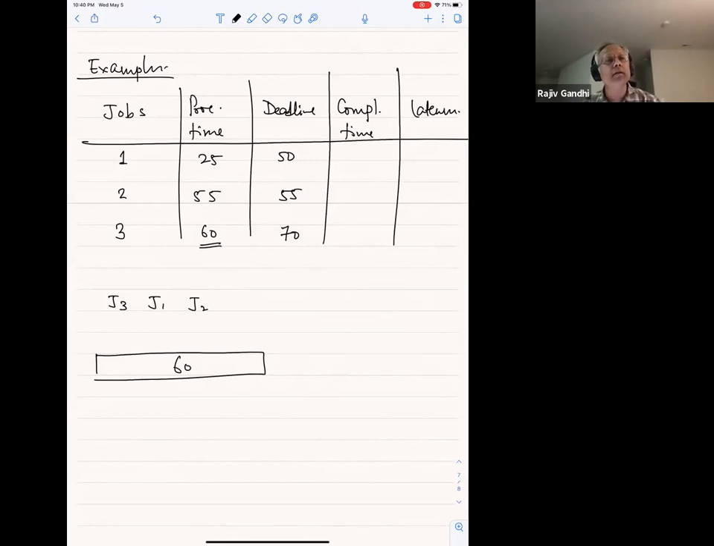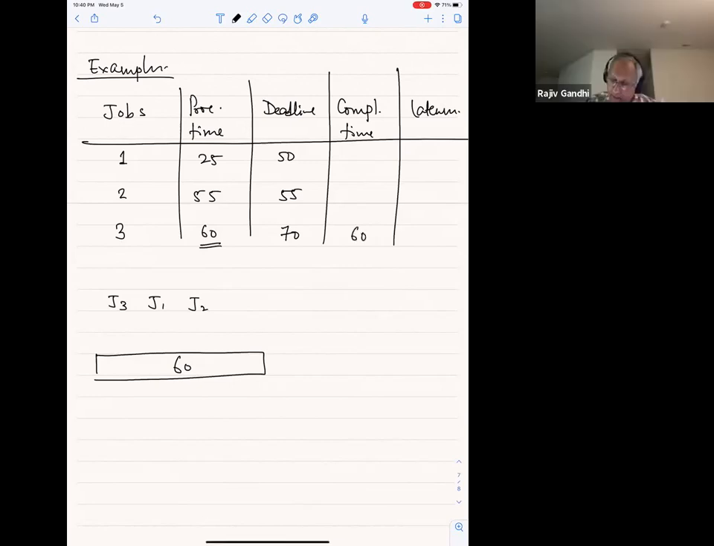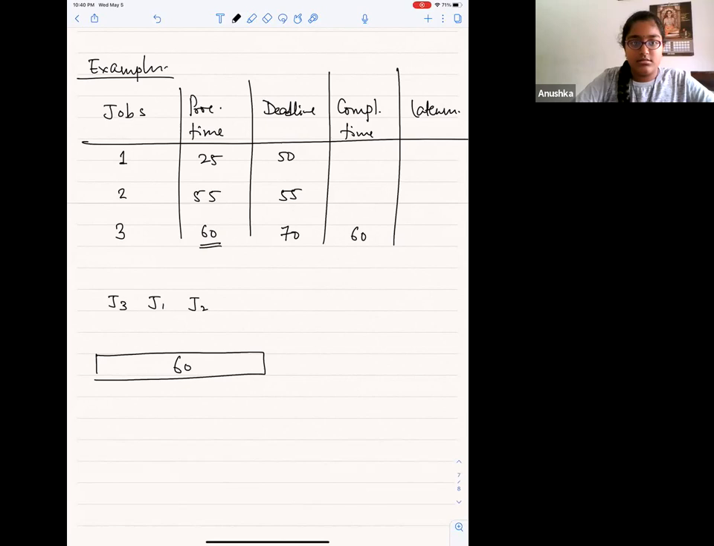Correct? The process time is 60. It has to take 60 units of time. Okay, so Devansh, what is the completion time of job 3? The completion time, if it starts at time 0, will be 60. Anushka, is that clear? Yes, Sir, it's clear.